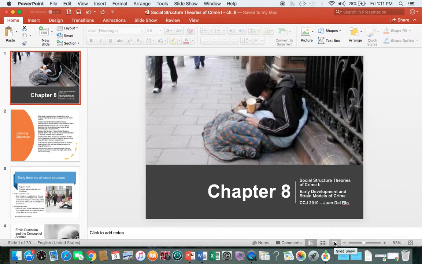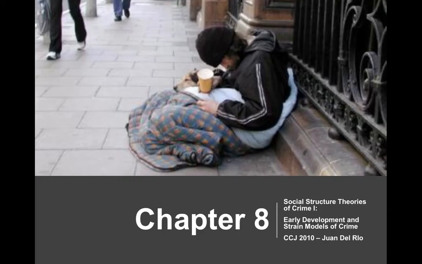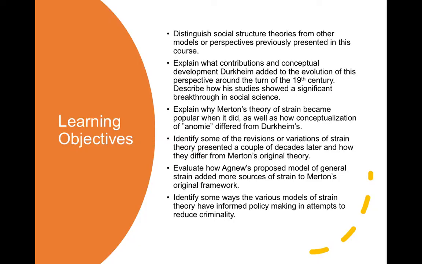This week we're going to be going over the social structure theories of crime. There are two parts to this lecture. We're mostly going to focus on the early development of strain theory and the theories that followed it. So these are your objectives for this week.